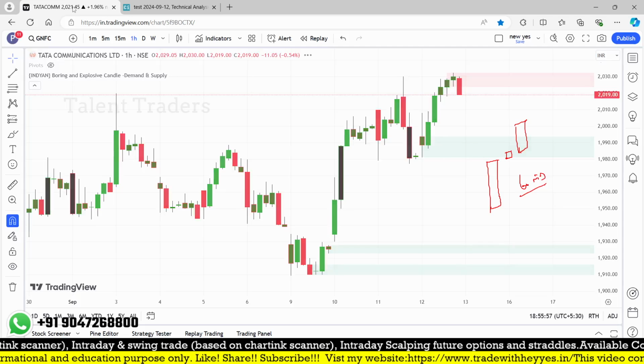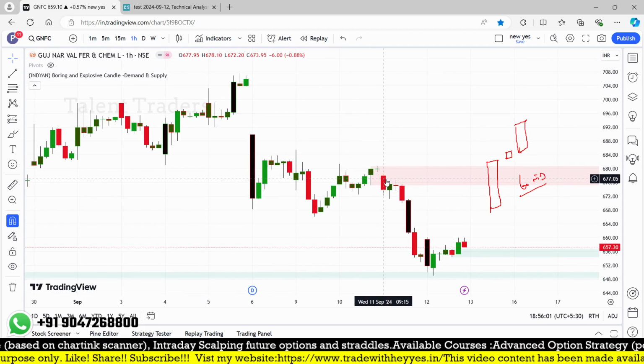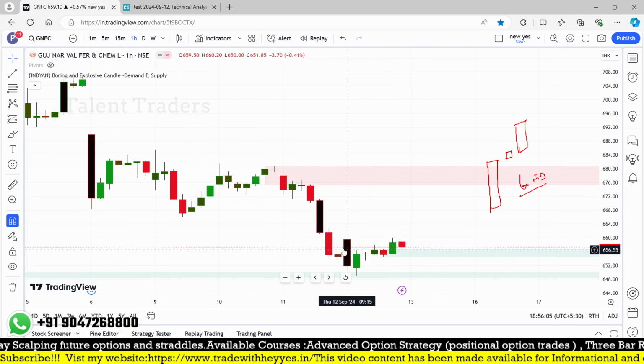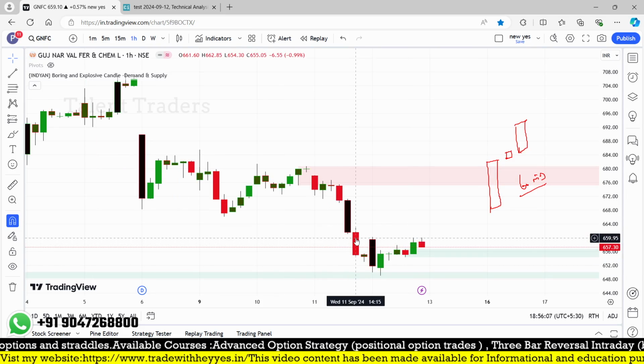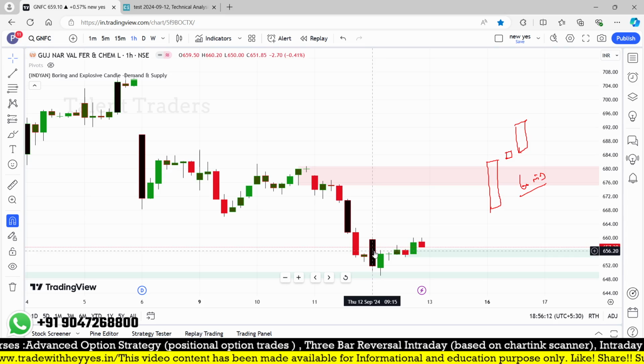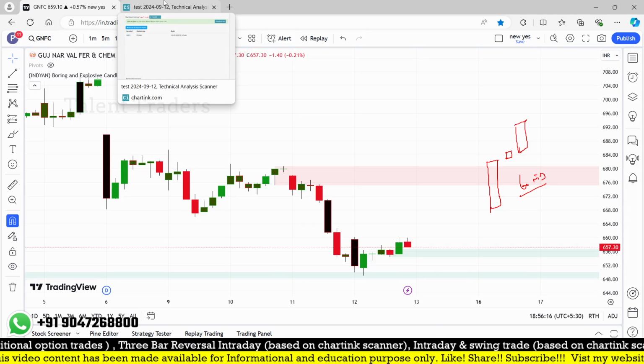We have a few stocks at this moment: on 12th September at 9:15, GNFC today. That is a huge move happening. This is 12th September, right? This is the time. So, a drop, a base and a drop. And we should also create a continuation pattern, so let me try to do it.